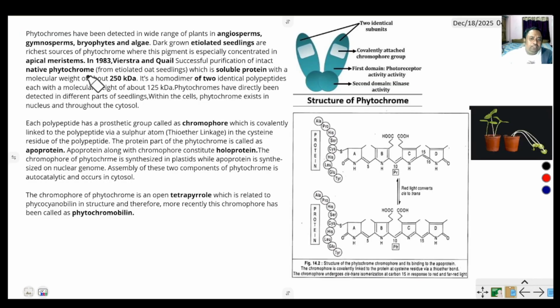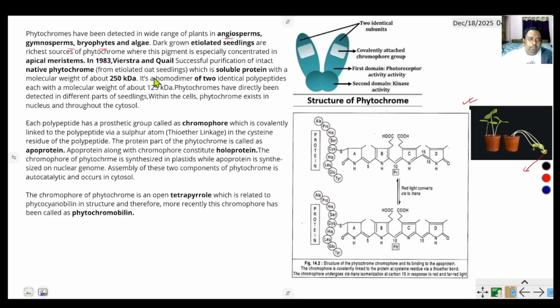So what is the structure of phytochrome? Phytochrome has been detected in a wide range of plants: angiosperms, gymnosperms, bryophytes and algae. Dark grown seedlings are the richest source of phytochrome. Normally phytochrome is found in all types of plants, but etiolated dark seedlings are the richest source of this phytochrome pigment. It is also especially found in the apical meristem of the plant.